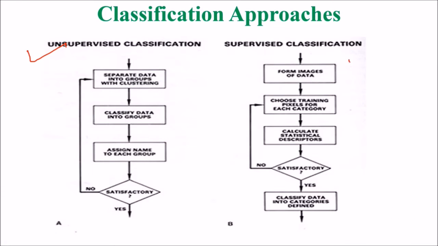Unsupervised classification and supervised classification. What do you do in unsupervised? You separate data into groups with clustering. Classify data into groups, assign a name to each group, and then if it is satisfactory, okay, otherwise you reiterate the process.